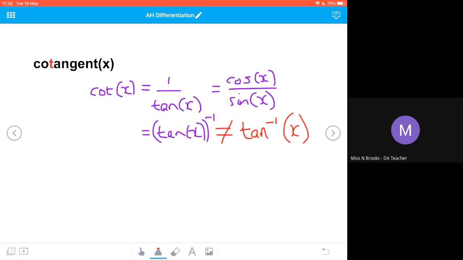Now, if we know that the cotangent of x equals 1 over tan of x, then it makes sense that we can also say that the tangent of x equals 1 over the cotangent of x. And again, a good way of remembering this is that we've got t's in our related functions, the reciprocal functions.